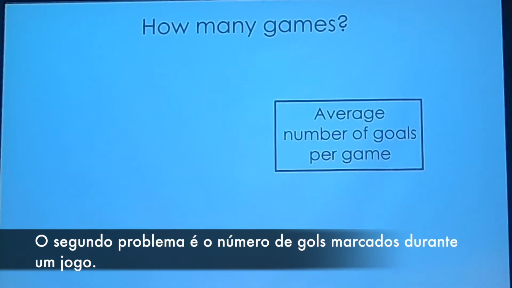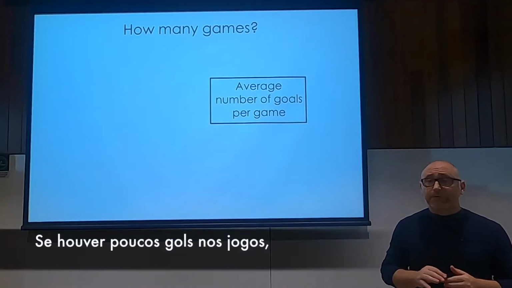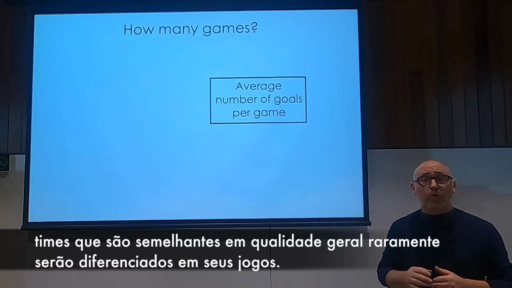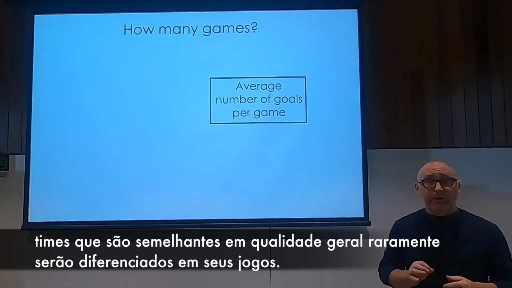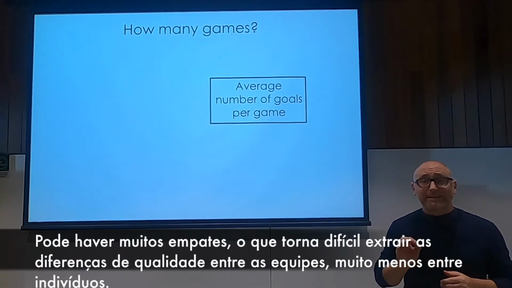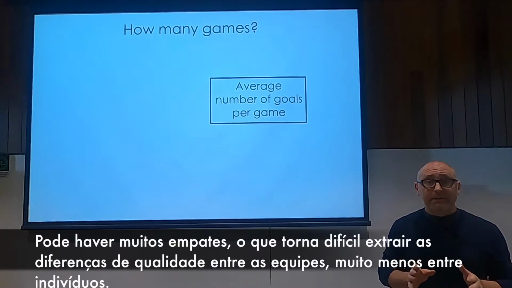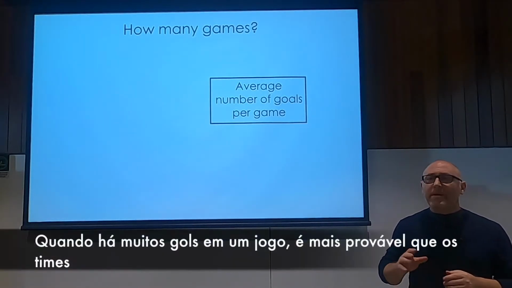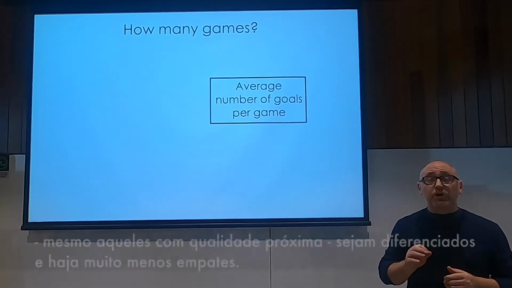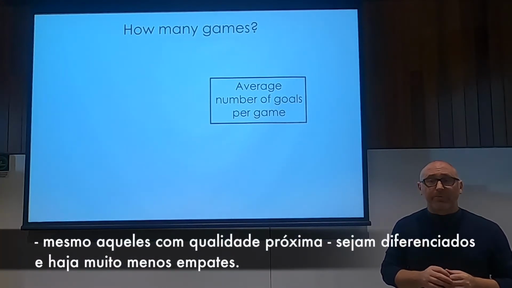The second problem is the number of goals scored during a game. If there are very few goals in a game, then teams that are similar in overall quality will be rarely separated in those games. There may be many draws, making it difficult to pull out the differences in quality between teams, much less individuals. When there are many goals in a game, it is more likely that teams, even those close in quality, will be separated, and there will be far fewer draws.